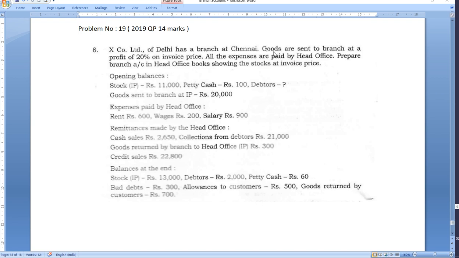Here, head office is sending goods to the branch at a profit of 20 percent on invoice price. Then we don't need to calculate the profit percentage, because they have directly given the percentage on sales price or invoice price. All the expenses are paid by head office. Prepare the branch account in head office books showing the stock at invoice price.